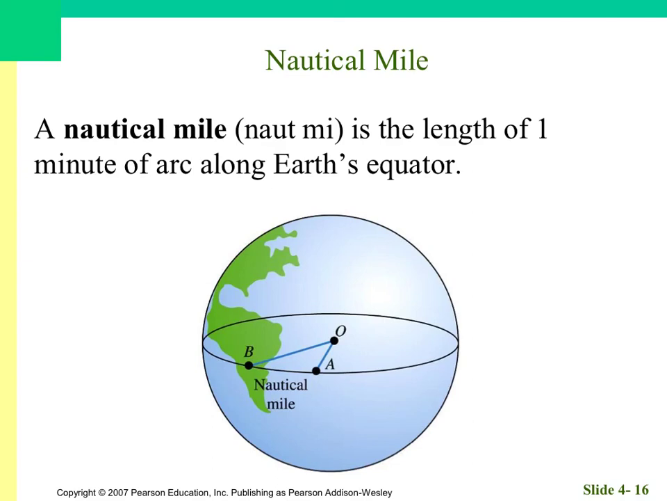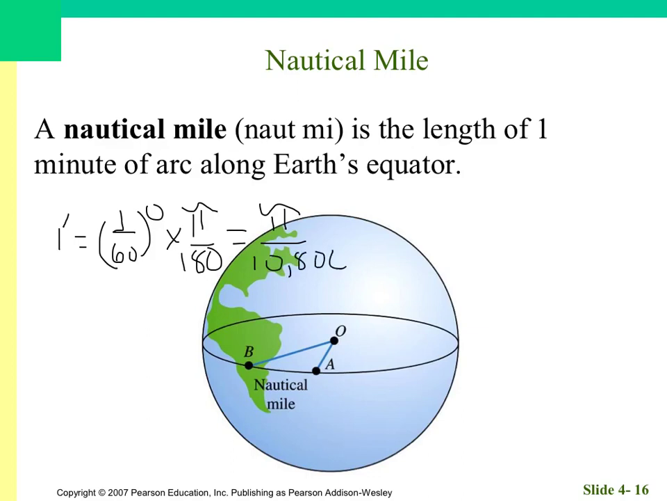Alright. A nautical mile is the length of 1 minute of an arc length around the equator. So here's the thing. 1 minute is equal to 1/60th of a degree. So if we convert that to radians, you do pi over 180, so that equals pi over 10,800. Okay?